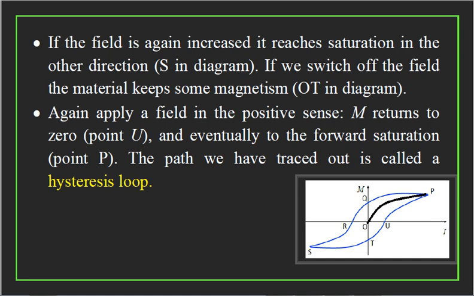So what you have obtained is a loop. It is a loop of I versus M or H versus M, or you can have H versus B. In all these cases, the shape of the loop will be the same, and that loop is called the hysteresis loop. So it is the lagging of M behind H or lagging of M behind I. This lagging is represented by the hysteresis loop.